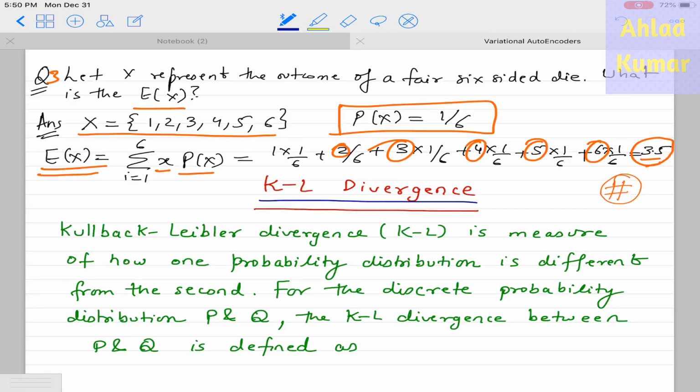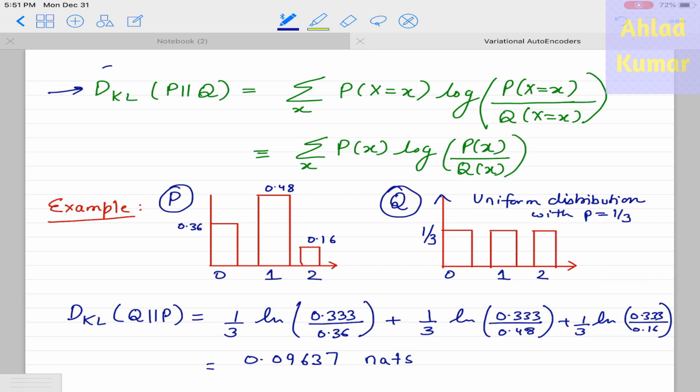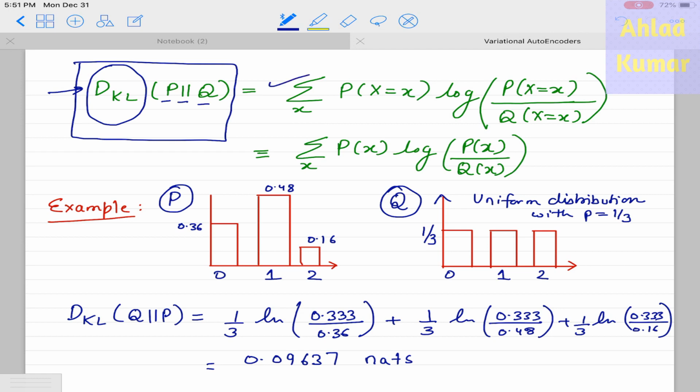As discussed, this KL divergence is known as Kullback-Leibler divergence, and it's a measure of how one probability distribution is different from the second. For discrete probability distributions, for example P and Q, the KL divergence between P and Q is defined as this, and we denote it as D subscript KL of P || Q. Mathematically it is represented as the summation over all the values that the random variable capital X will take, of the probability P(x) times log of P(x) divided by Q(x). In short, it can be written in this form. So this is basically the definition of KL divergence.